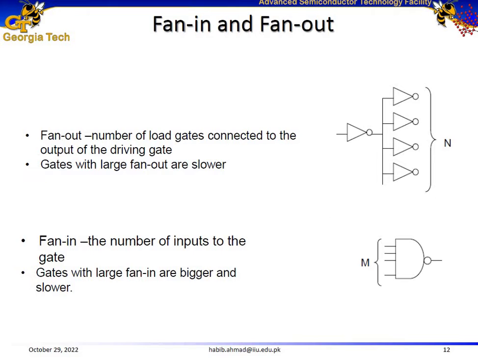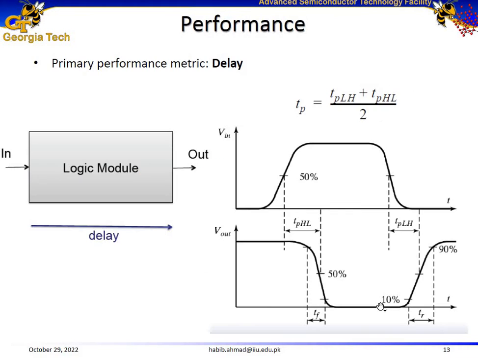Let's try to relearn defining some terminologies. Fan in and fan out. What is fan out? Fan out is the number of logic gates connected to the output of an inverter or a gate. And what is fan in? The number of inputs to a gate. So it's pretty simple.